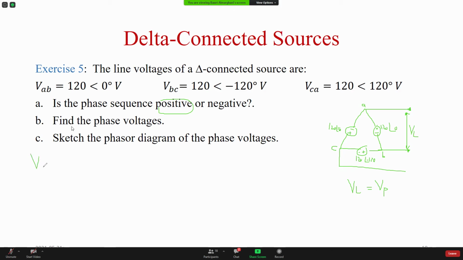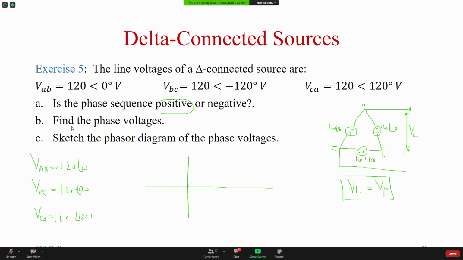So the phase voltages, let's say that AB, then BC, and CA. Across the phases is exactly the same as those values. 120 angle 0, 120 angle minus 120, and 120 angle 120. So in delta connection, the line voltage equals the phase voltage, between line to line is exactly a phase. Draw the phasor diagram. So you're just going to draw the phasors for these ones.